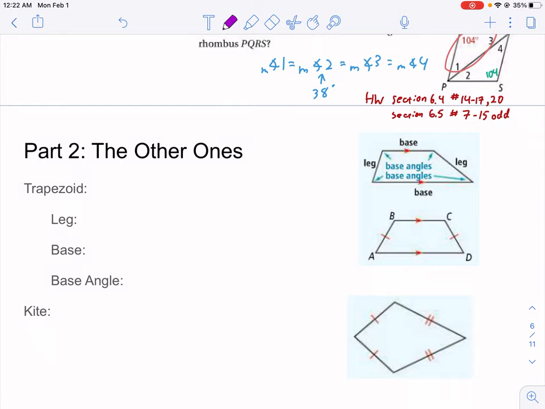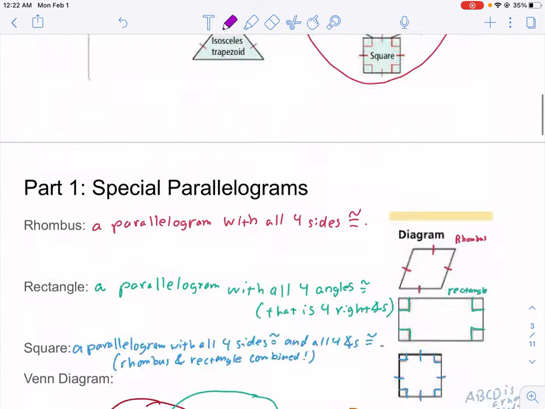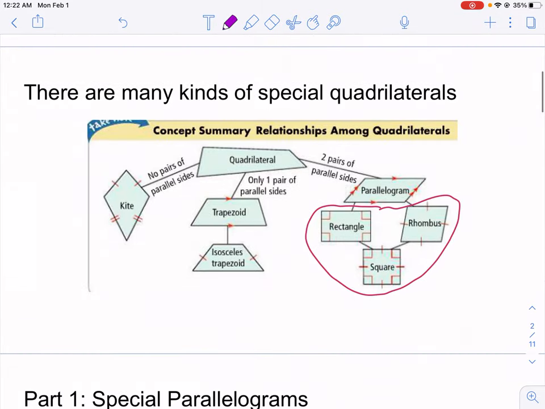Today, part two, the other ones. That is section 6.6, trapezoids and kites. The other two kinds of special quadrilaterals. First, we'll talk about trapezoids and their subset, isosceles trapezoids, and then talk about kites.